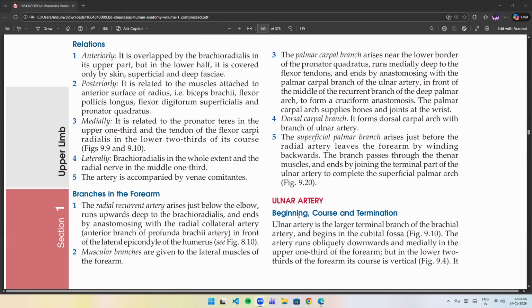Number 1. The radial recurrent artery arises just below the elbow, runs upwards deep to the brachioradialis, and ends by anastomosing with the radial collateral artery, anterior branch of profunda brachii artery, in front of the lateral epicondyle of the humerus. See figure 8.10. Number 2. Muscular branches are given to the lateral muscles of the forearm.